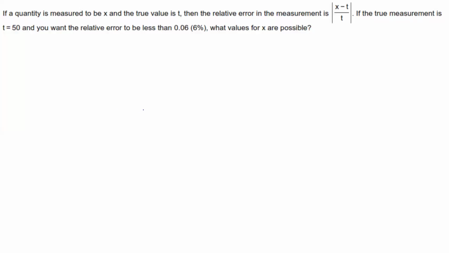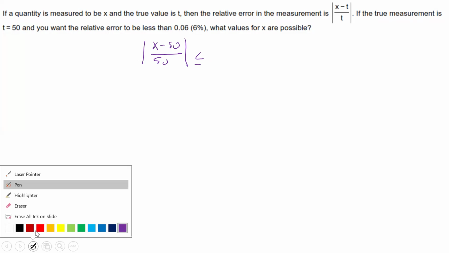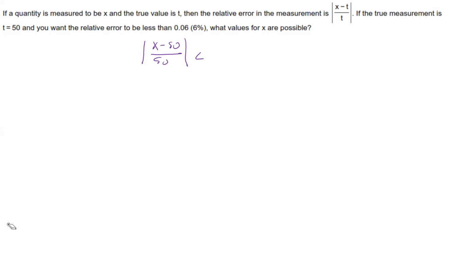All right, well, what we have to do is plug in what we know. So we have absolute value of x minus 50 divided by 50, and that has to be less than or equal to, now it doesn't, it just has to be less than. It doesn't say equal to. So let's erase that equal to. Has to be less than 0.06. Okay. Now, it's again going to give us a tripartite. So x minus 50 over 50 less than 0.06, but greater than negative 0.06.